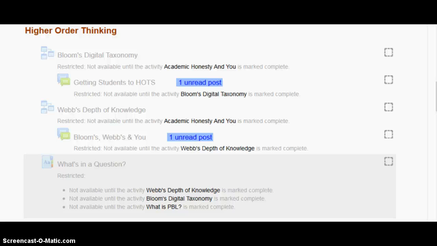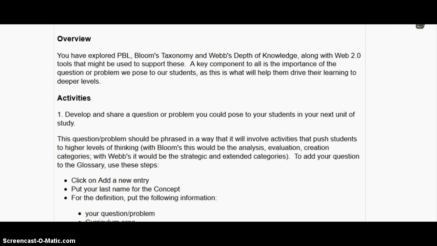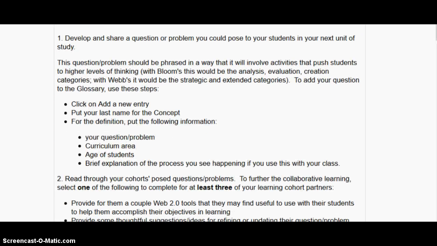The last activity under higher order thinking is a glossary. What's in a question? And in this glossary, you are asked to develop and share a question or problem you could pose to your students in your next unit of study. So this is related to, again, both project-based learning, what we learn about Bloom's taxonomy and Webb's depth of knowledge, along with the Web 2.0 tools that could be used.